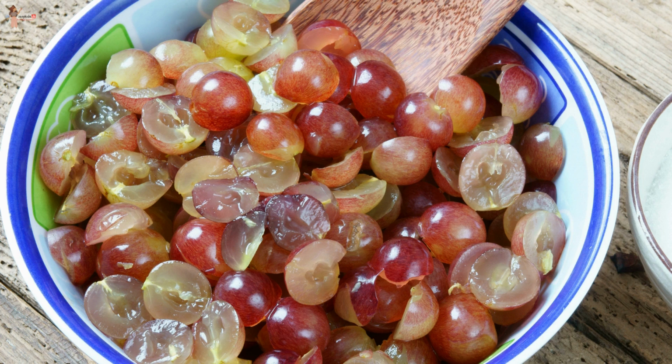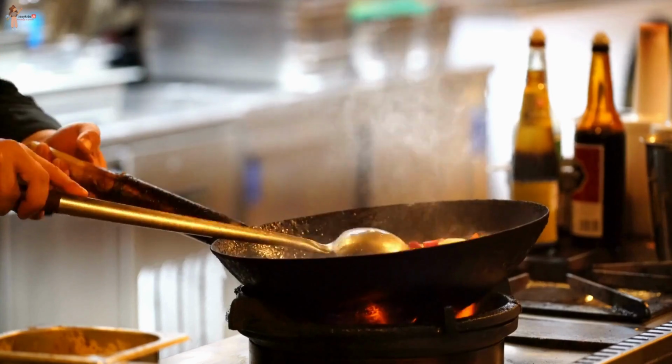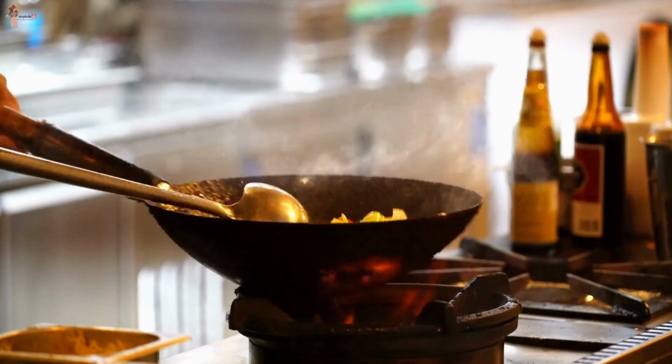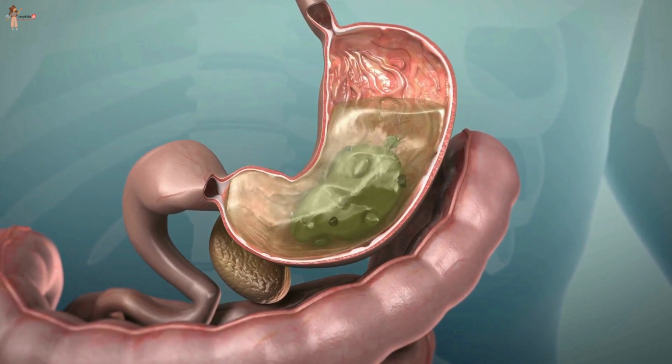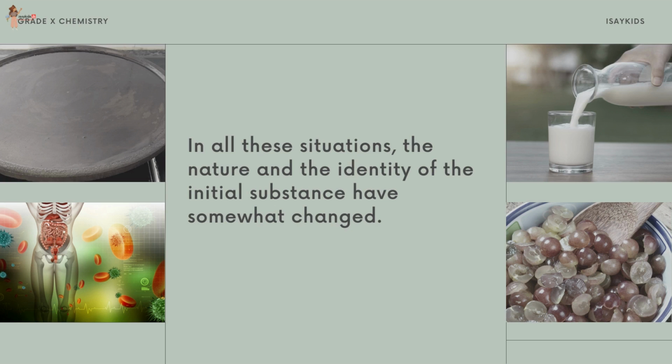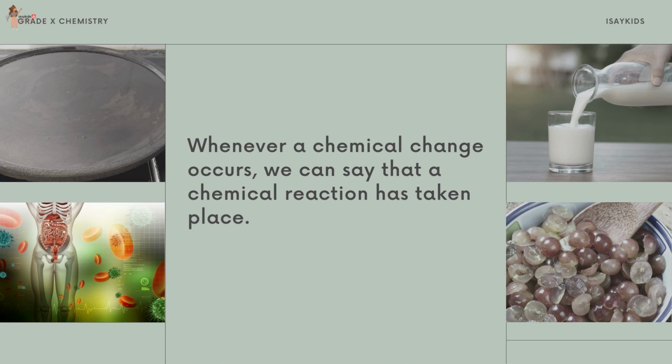What happens when grapes get fermented, or when food is cooked? What happens when food gets digested in our body, or when we respire? In all these situations, the nature and identity of the initial substance have changed. Whenever a chemical change occurs, we can say that a chemical reaction has taken place.